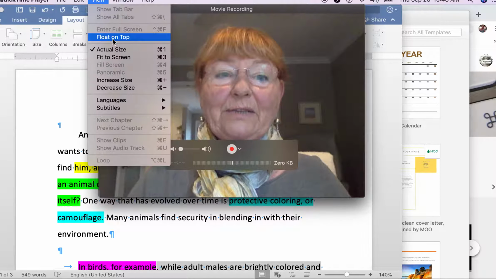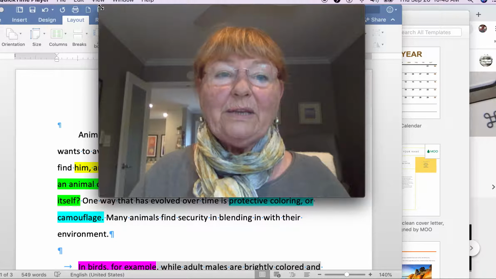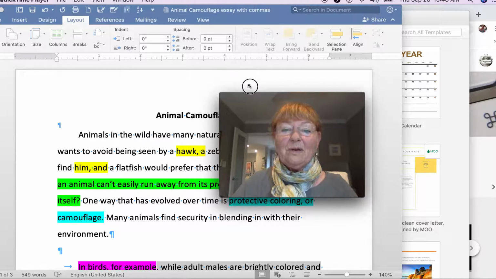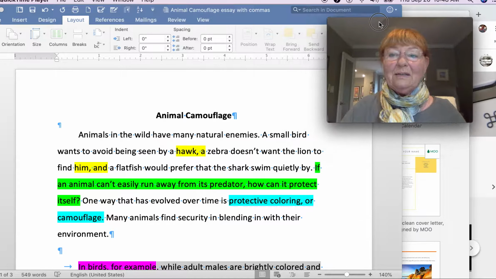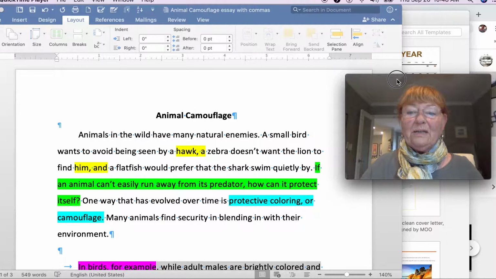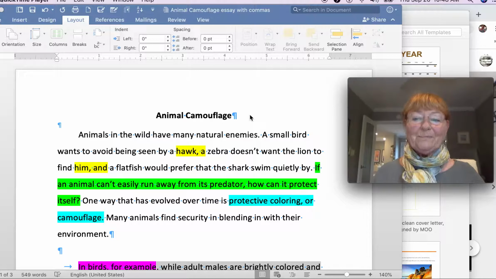Let's make sure that we can make this smaller. There it is. Let's move it over here. I think that's good. We can see it.